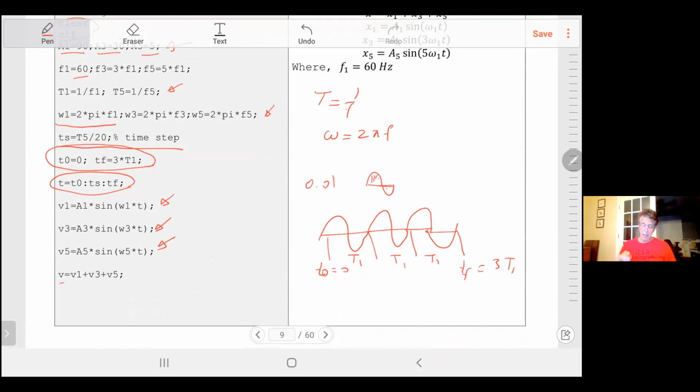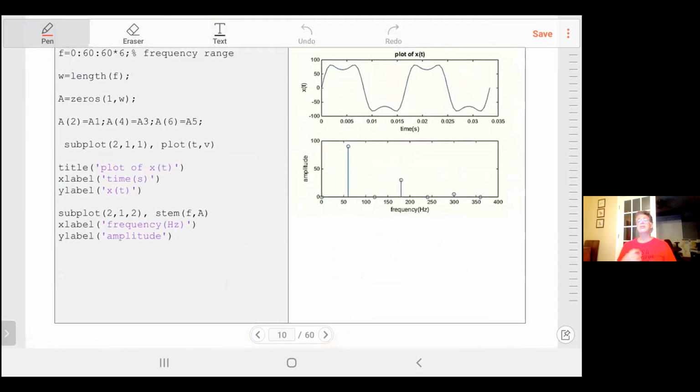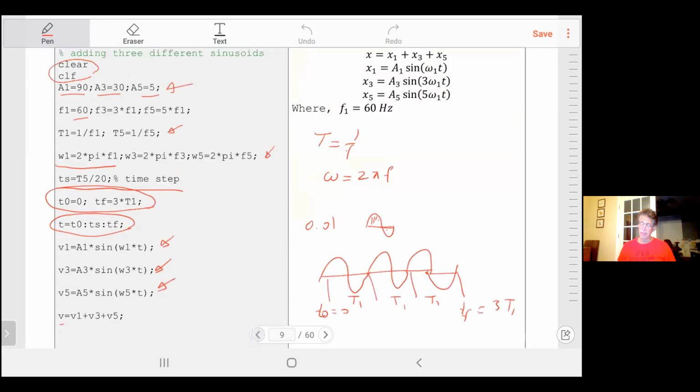But now we need something else. We need to plot the spectrum, the magnitude spectrum of the signal. What does it mean, spectrum? That's another definition. It means, how many components do we have? We have 3 components, right? We have the first, the third, the fifth.